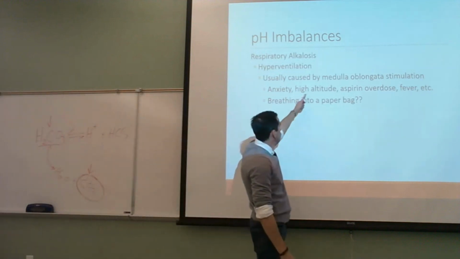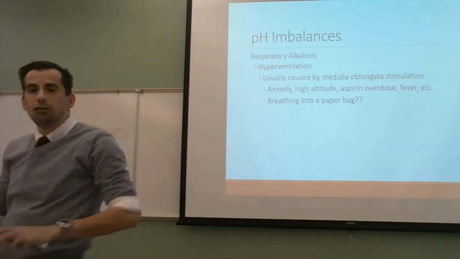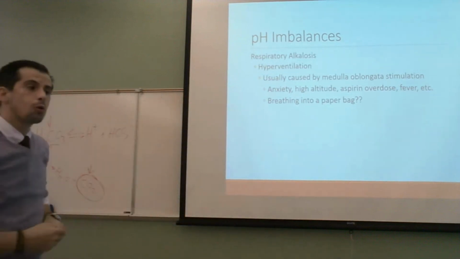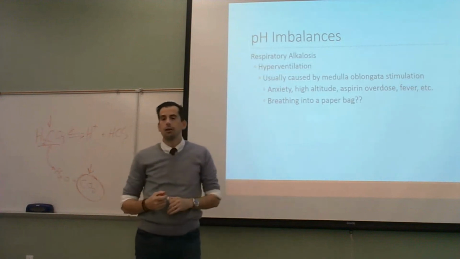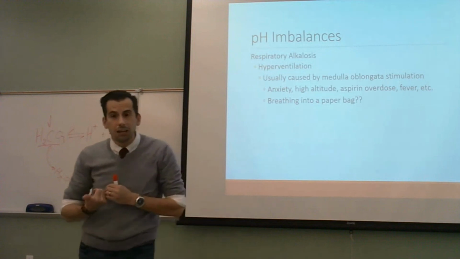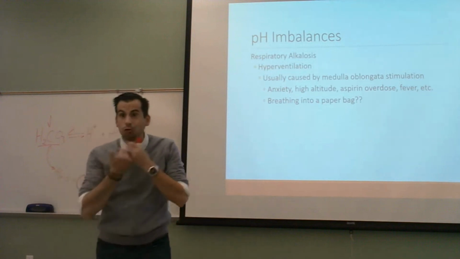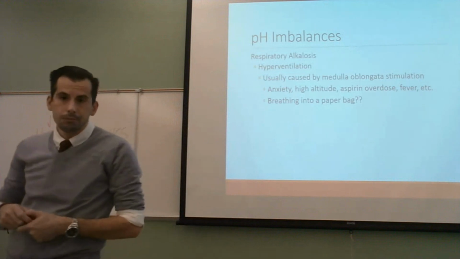High altitude. You go from Lexington, Kentucky to Denver, Colorado. Now, in order to get the oxygen you need, you got to breathe twice as fast. If you need to breathe in twice as fast to get the oxygen you need, unfortunately, you need to breathe out twice as fast as well, expelling excess carbon dioxide.